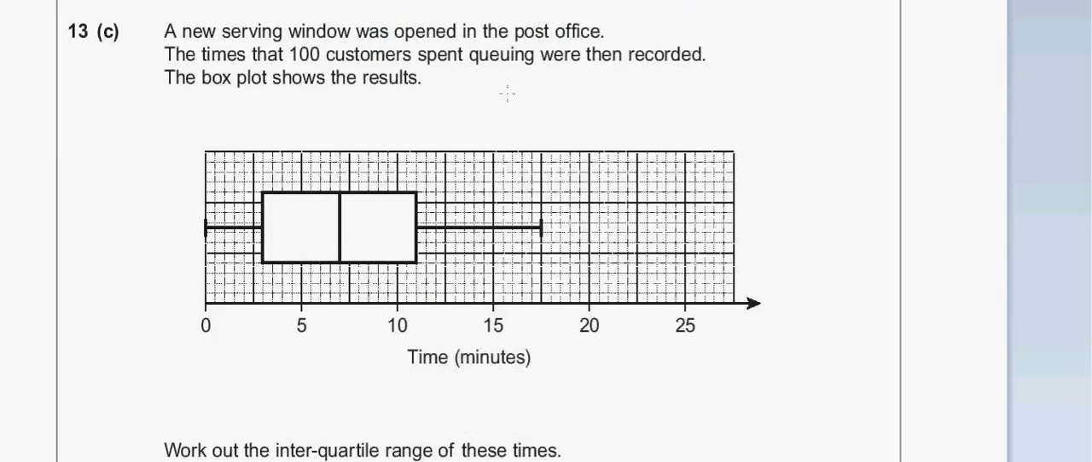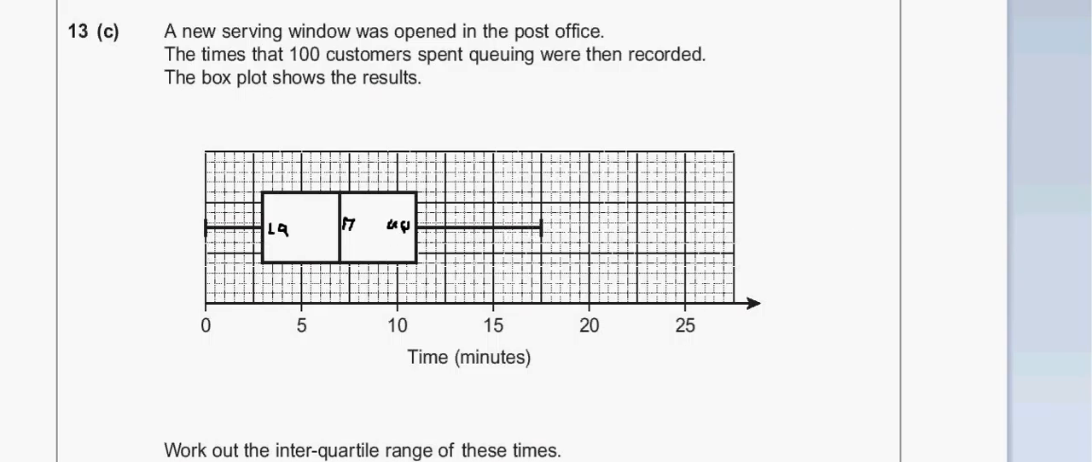Okay, so 13C. A new serving window is opened in the post office. The times that 100 customers spent queuing is then recorded, and the box plot shows the result. So here we have the box plot. Now remember, this is the median, this is the upper quartile, and this is the lower quartile. And these are the two extreme points, the minimum and the maximum.